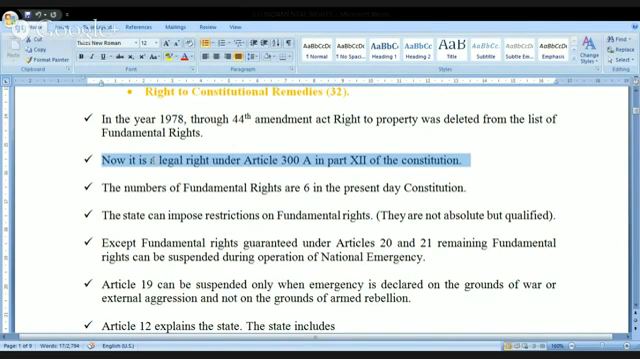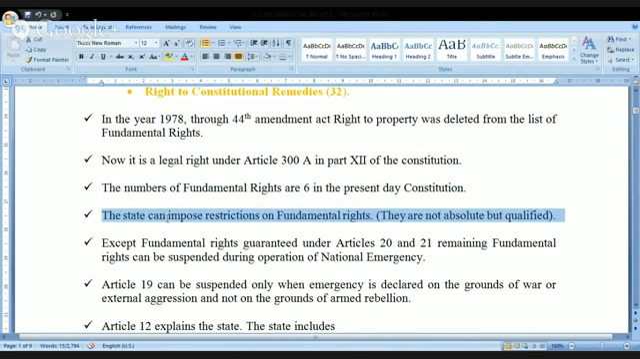Meaning this right to property is still available, but not as a fundamental right, but as a legal right. Where is that available? It is available under Article 300A, which is a part of Part 12 of the Indian Constitution. Look at this. The number of fundamental rights is 6 in the present day Constitution. The state can impose restrictions on the fundamental rights. So this is one important point I would like to highlight.